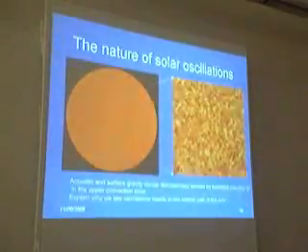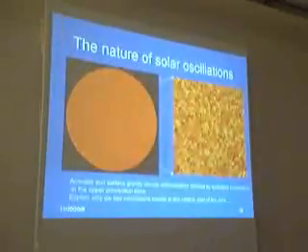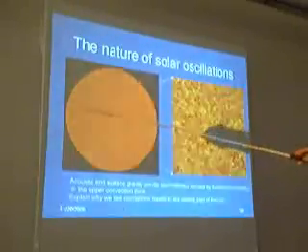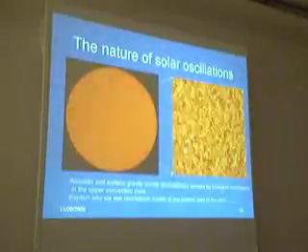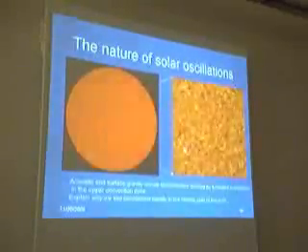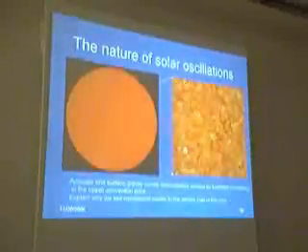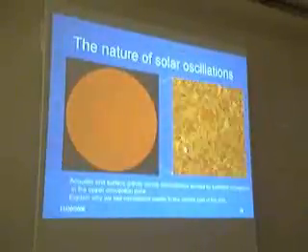Let me show a picture of the main tools that we use. If you look carefully, you can see that the central part is oscillating. These are the Dopplergrams, the real data. Just in the central part, you can see oscillations, and you can see the small-scale convection.